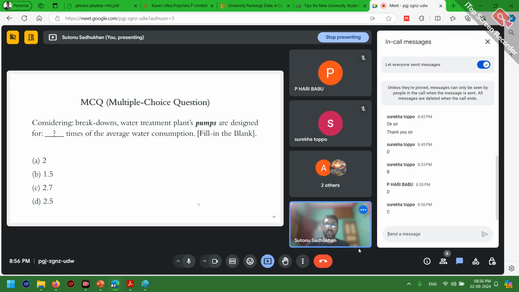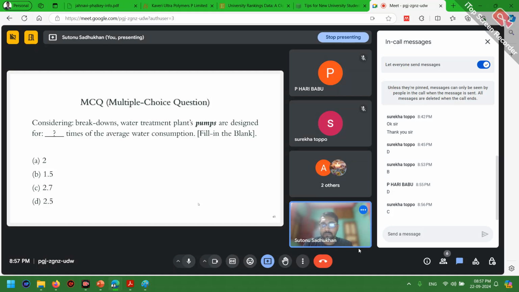In the last problem, we saw that if you are considering the consumption or the demand, then the relation between the maximum and the average is 1.5 times. But when you are not considering that consumption, you are considering here the breakdown of pumps, then how many times you have to consider with respect to the average water consumption? That you have to answer.